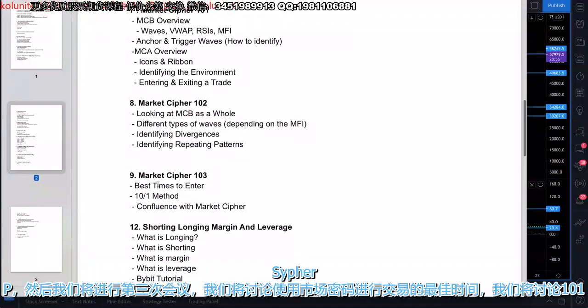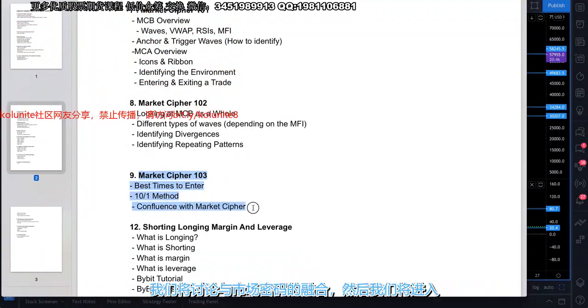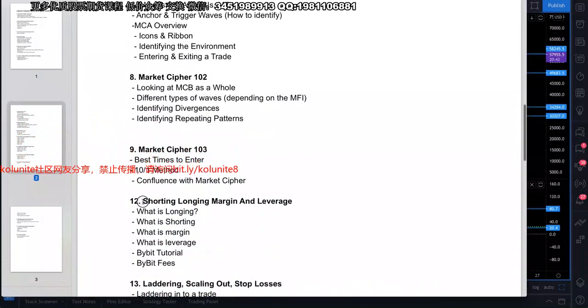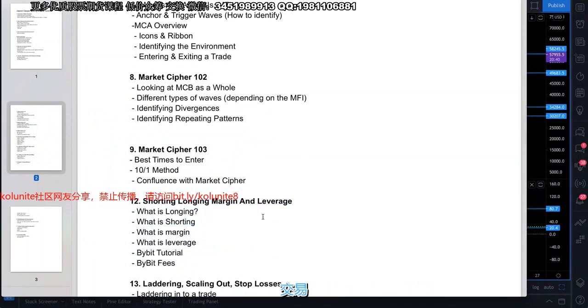And then we'll do the third session where we will talk about best times to enter trades using Market Cipher B. We're going to talk about the 10-1 method. We're going to talk about confluence with Market Cipher. And then we're going to get into actually executing trades.